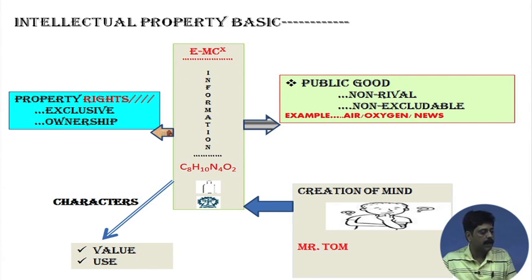C8H10N4O2, a bottle and others. So, his creation can have the characteristics of information, of a public good, but if we establish some sort of rights over those creations in the form of exclusivity and ownership, then he can think about some return out of those. Okay. So, now whatever creation he has developed or made, that has some value, some use.